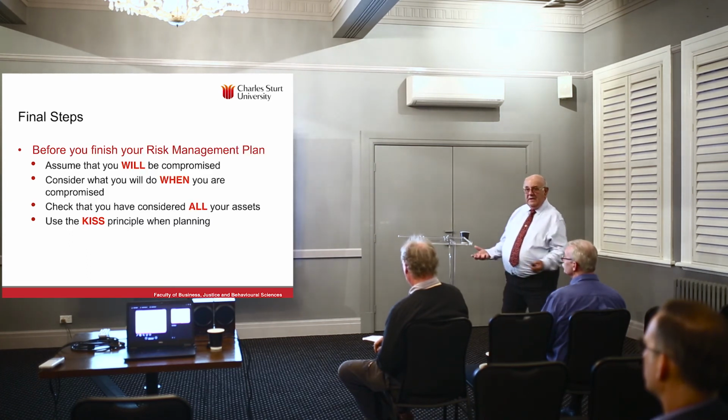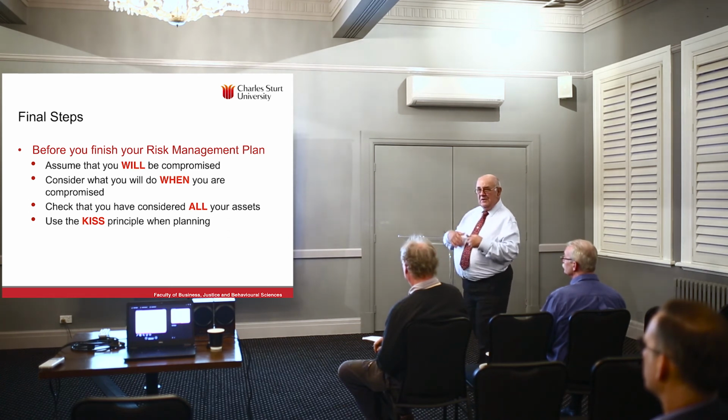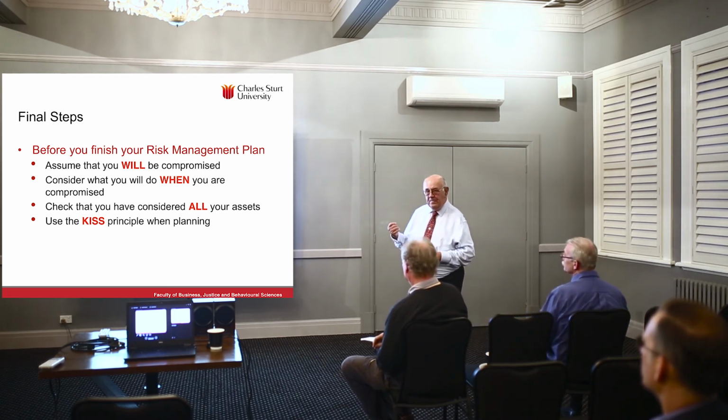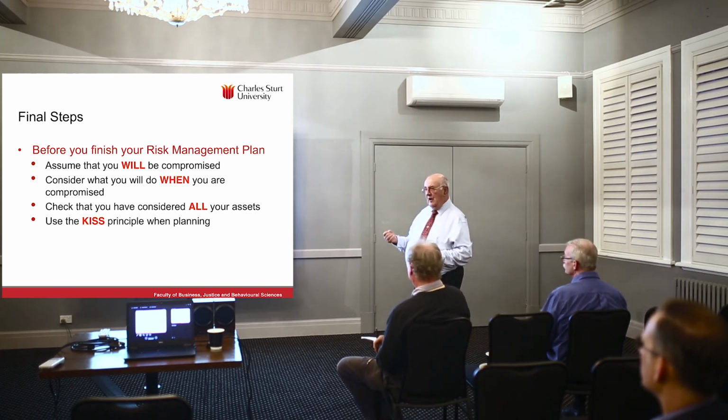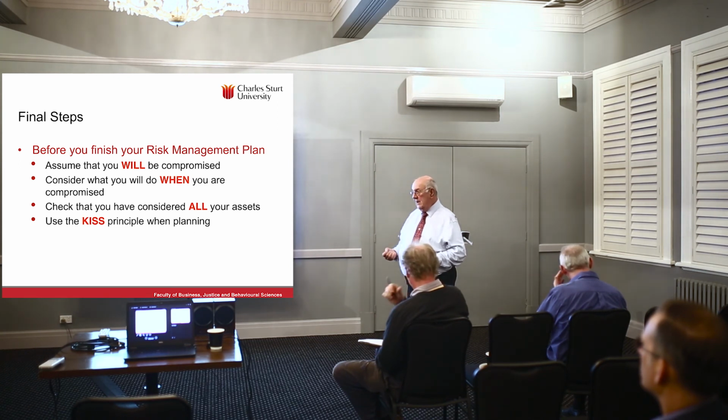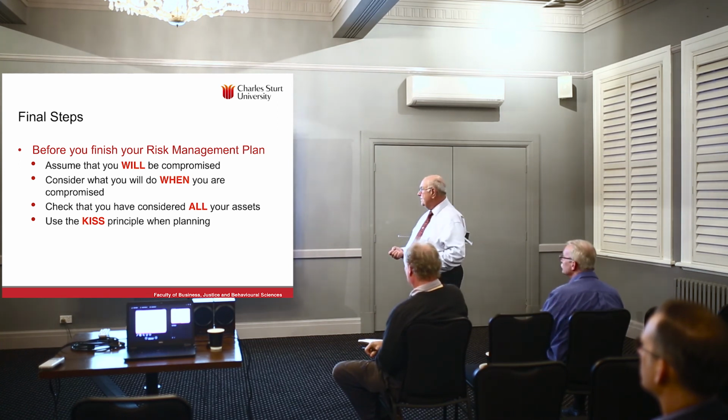So we're at the end of it. We've gone through all these controls, we've looked at the risk management plan, and now, make an assumption. Assume you are going to be compromised. Right? Don't think, no, I'll get away with this. Assume you will be. What are you going to do when you're compromised? What's your plan? Have you got a plan? If not, make a plan.